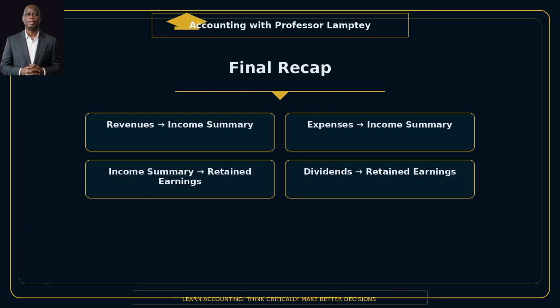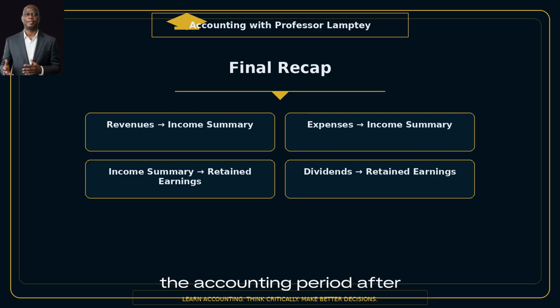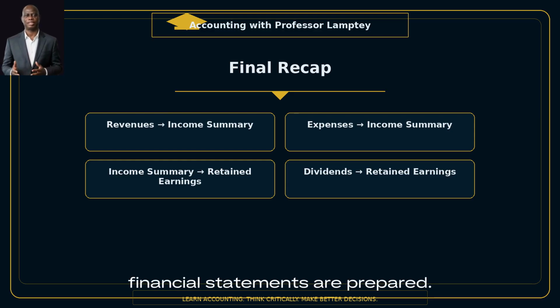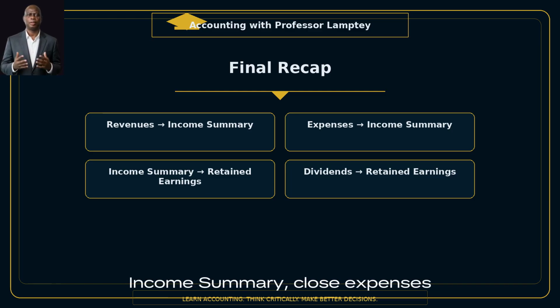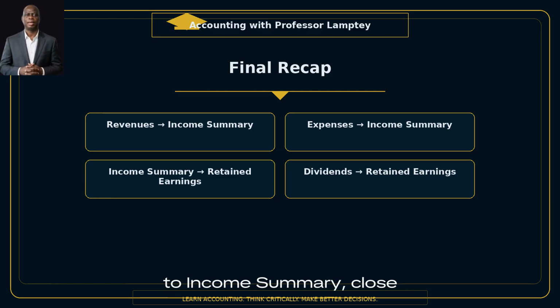Let's recap. Closing entries are made at the end of the accounting period, after financial statements are prepared. Their purpose is to reset temporary accounts to zero and prepare the accounts for the next period. The four closing entries are: close revenues to income summary, close expenses to income summary, close income summary to retained earnings, and close dividends to retained earnings. Adjusting entries make the numbers right. Closing entries reset the temporary accounts.